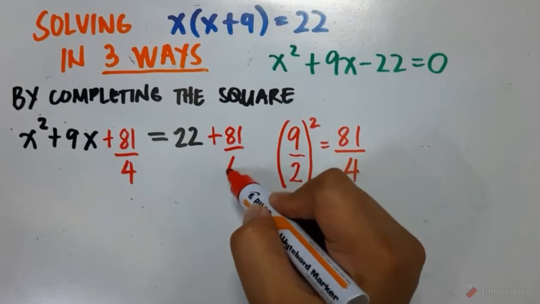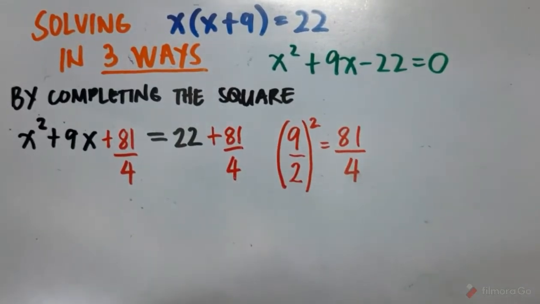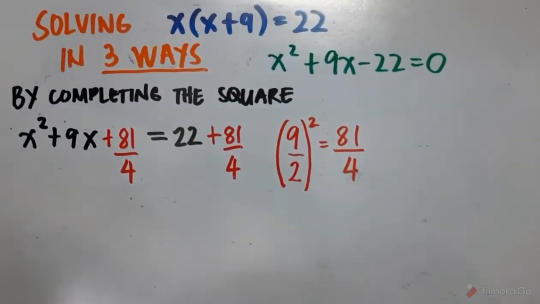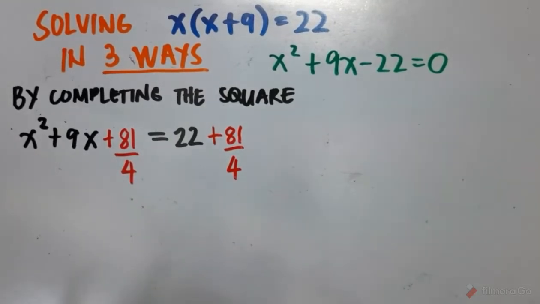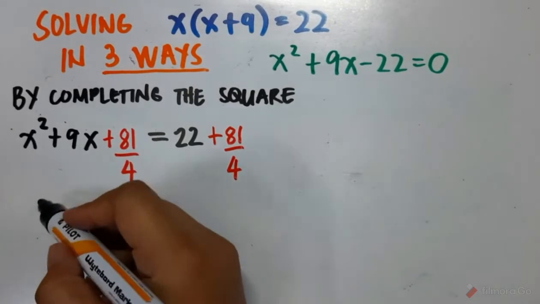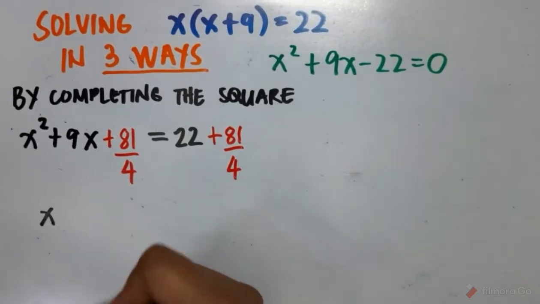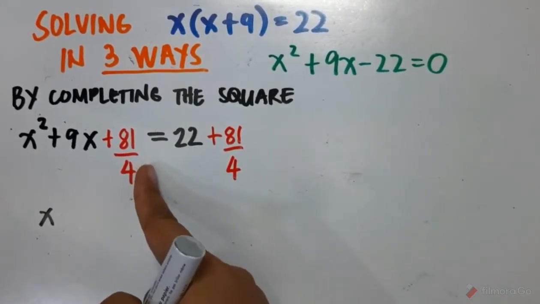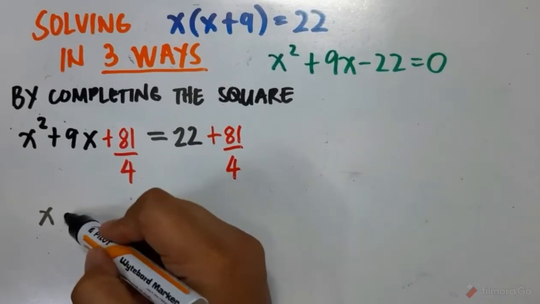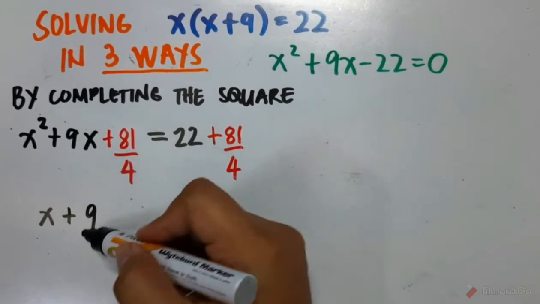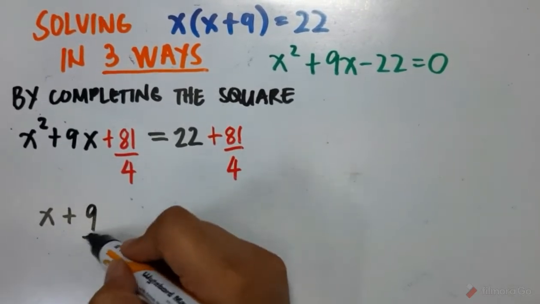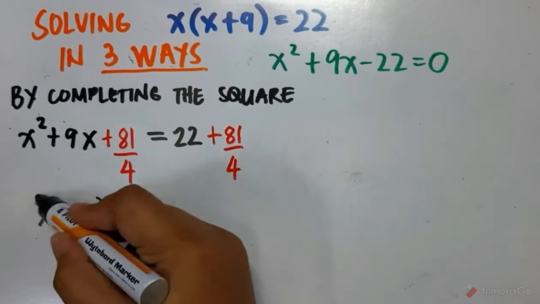Remember to make your solution on a given equation always balance. Rewrite this trinomial into a square of a binomial. So how do we do that? We get the square root of the first term. That will be x squared is equal to x. The square root of 81 over 4 is 9 over 2. The square root of 81 is 9. The square root of 4 is 2. Quantity squared.